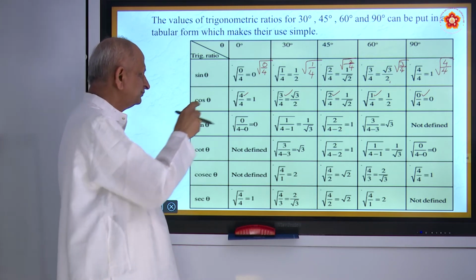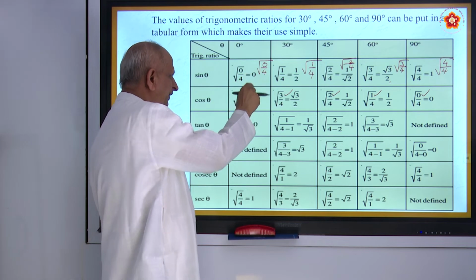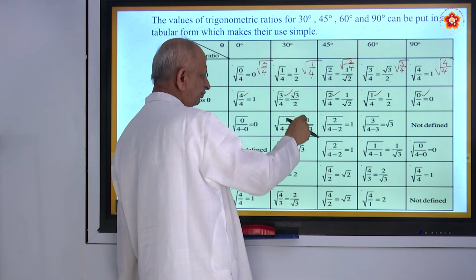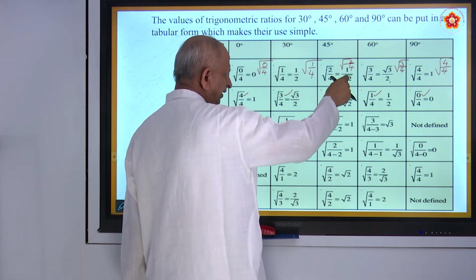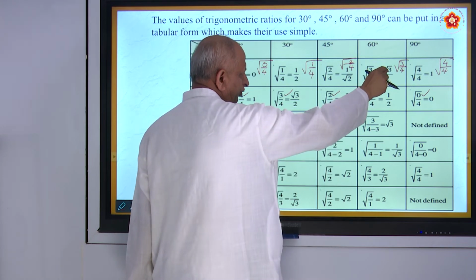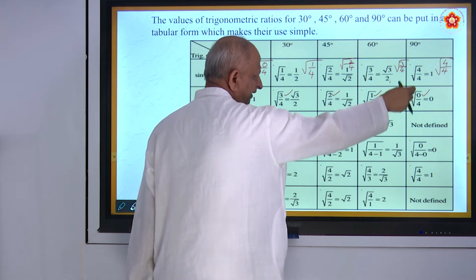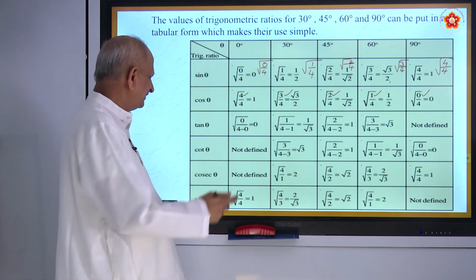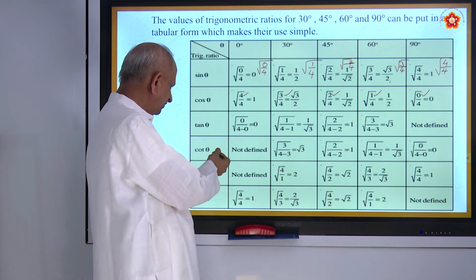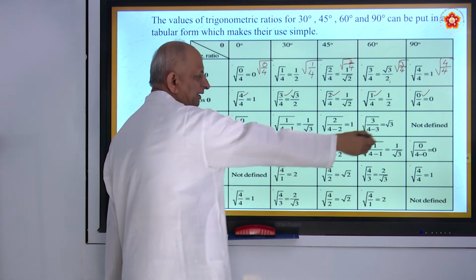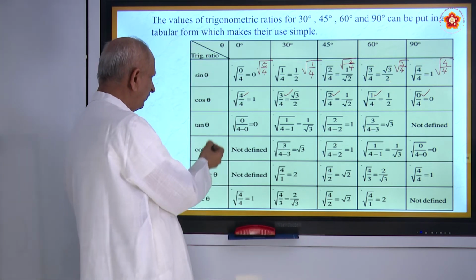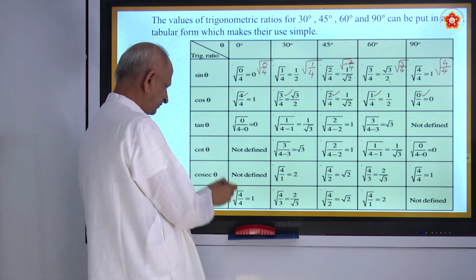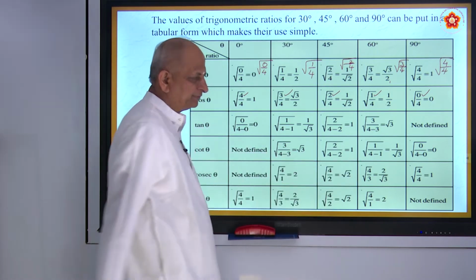Then how do you get tan? Divide this by this, sin theta by cos theta. 0 by 1 is 0, half by root 3 by 2 is 1 by root 3. 1 by root 2 by 1 by root 2, that is 1, root 3 by 2 by half, root 3, 1 by 0, not defined. And then others will follow automatically. Cot theta is 1 by tan, all these values. Cosec theta, 1 by sin, all these values. Secant theta, 1 by cos, all these values.